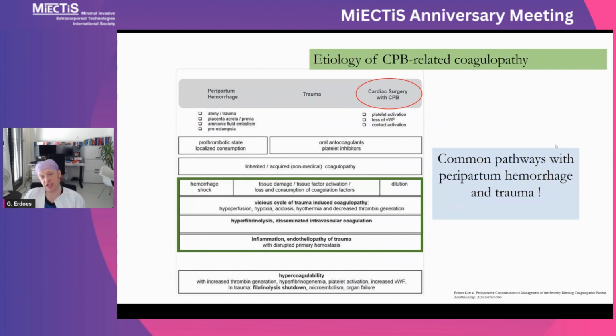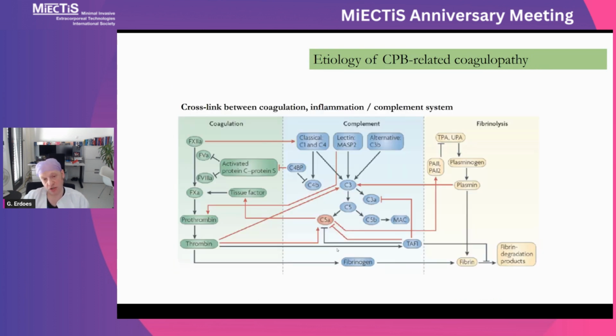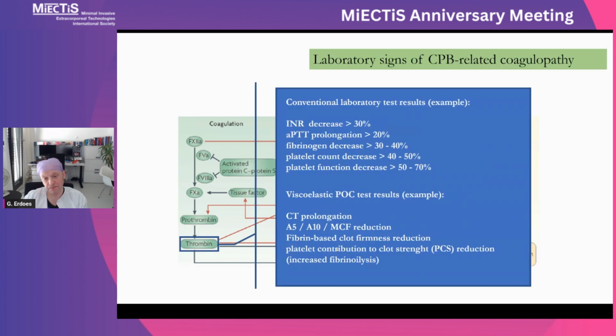If you look again at the pathophysiology, you can see here that peripartum hemorrhage, trauma, and CPB-related bleeding have common pathways, especially with hemorrhage, with tissue damage, with dilution, and all this. The consequences of this bleeding are similar between these different pathophysiologies. And there is also a relation to other systems: the complement system, the inflammation system, the fibrinolysis system. So each system can activate another system and vice versa.